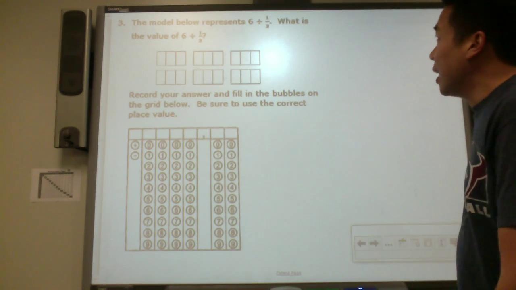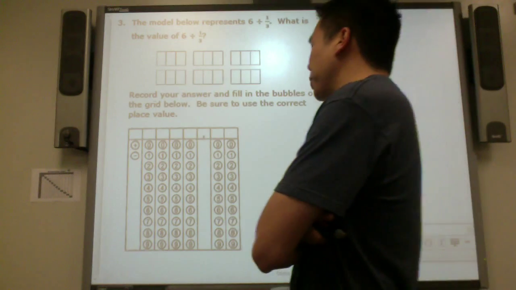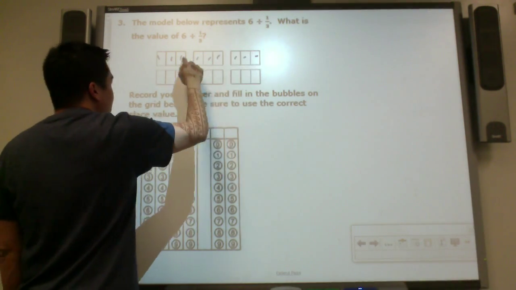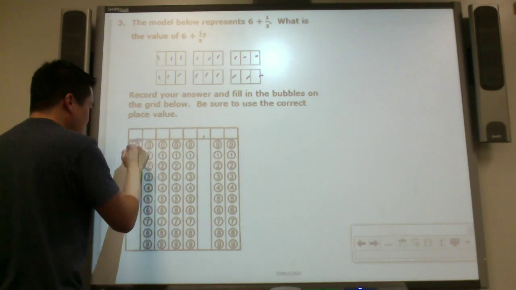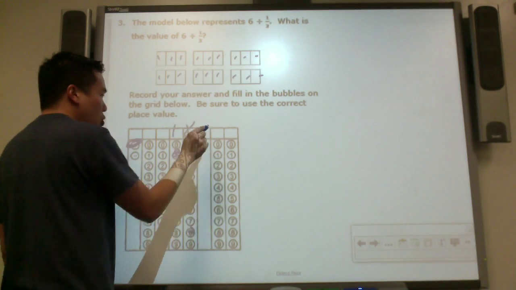Number 3. The model below represents 6 divided by 1/3. What is the value of 6 divided by 1/3? How many groups of 1/3 do you see here? That's 3, 6, 9, 12, 15, 18 groups. So 0, positive, 1, 8. Make sure it goes in the whole number side.